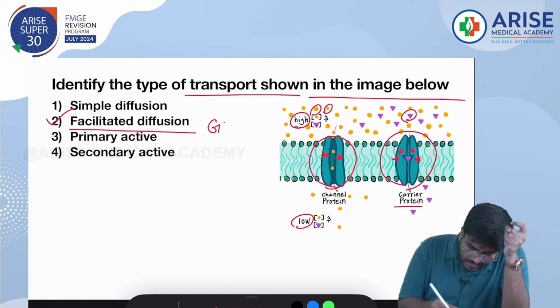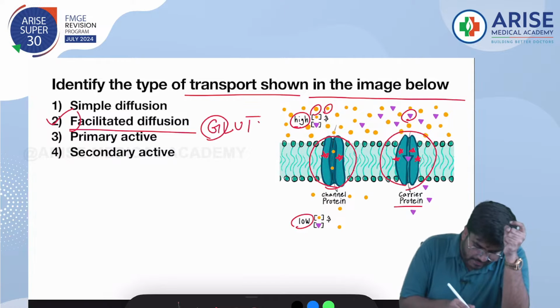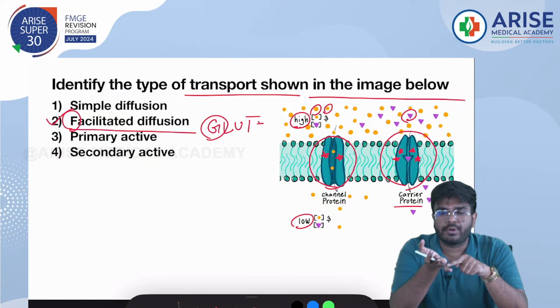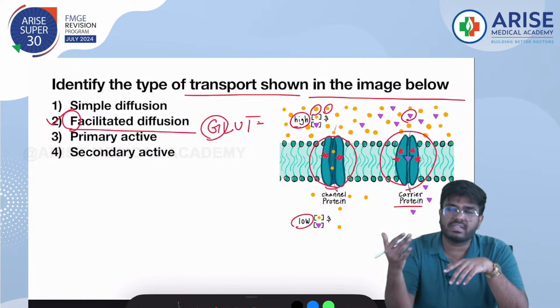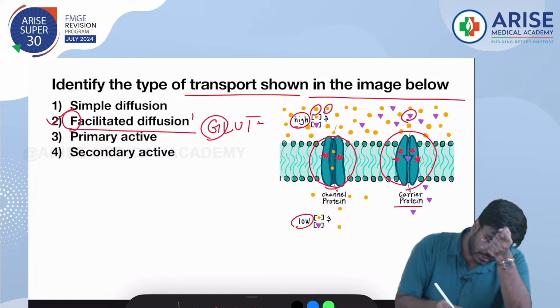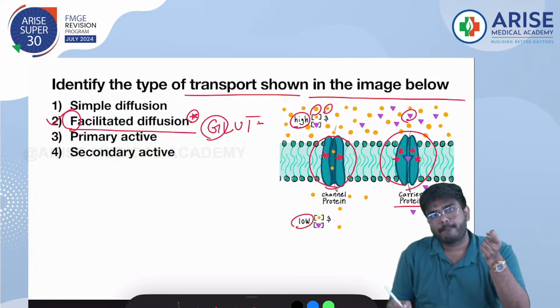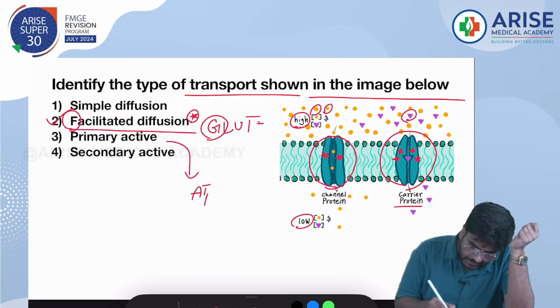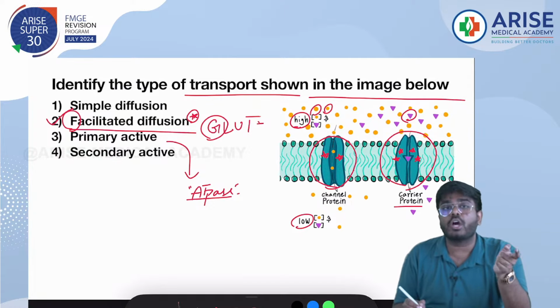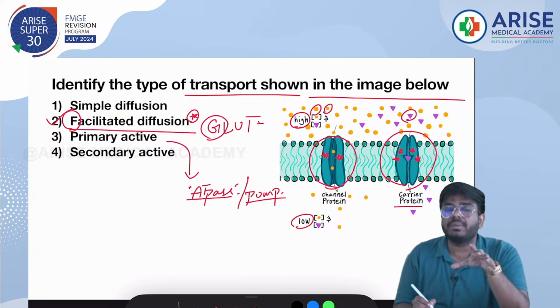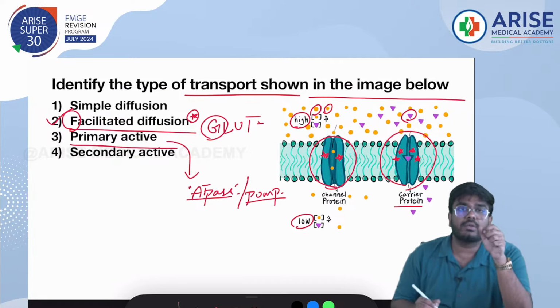Wherever you see the word GLUT, okay, GF, girlfriend, something like that, right? Glucose transporter type 1, 2, 3, 4, 5, 6, 7, 8, doesn't matter. All the glucose transporters, wherever you see them, are examples of facilitated diffusion. Wherever you see the word ATPase, sodium potassium ATPase, proton ATPase or proton pump, ATPases are pumps, calcium pump, calcium ATPase, they are all examples of primary active transport.